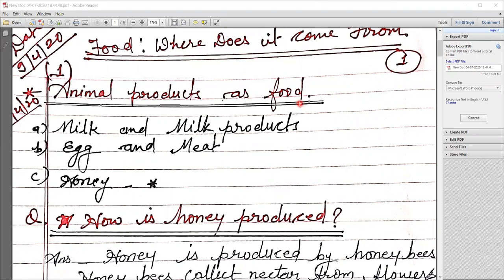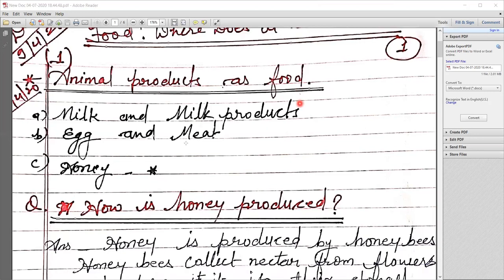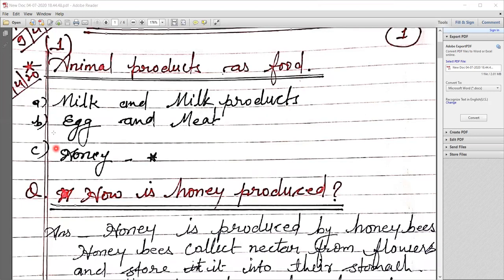So children, as we have learned that different parts of plants are eaten as food, here also there are different types of food products which we obtain from different animals and use as our food. First of all, milk and milk products. We obtain milk from cow, buffaloes, goat, and in desert areas in Rajasthan, camel also provides milk, and we also use milk products like ghee, curd, cheese, butter, etc.